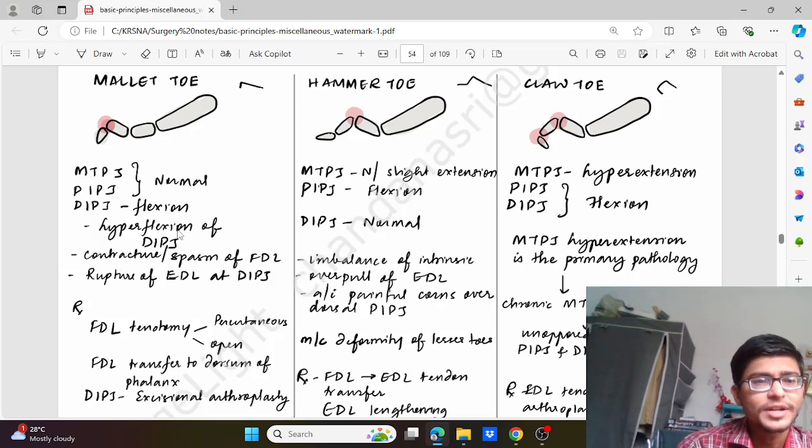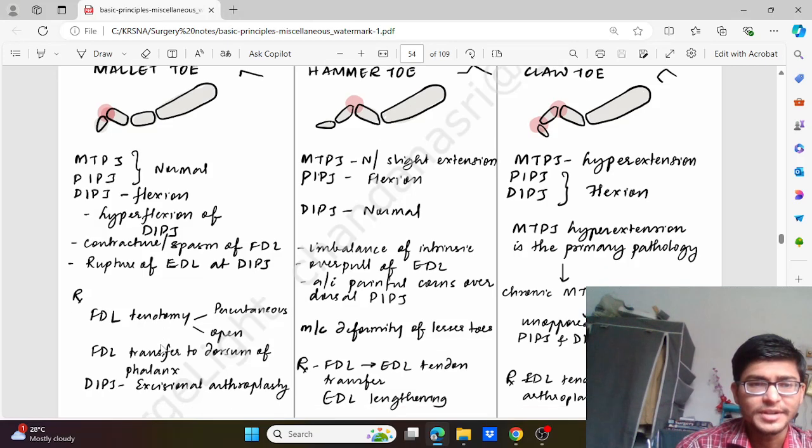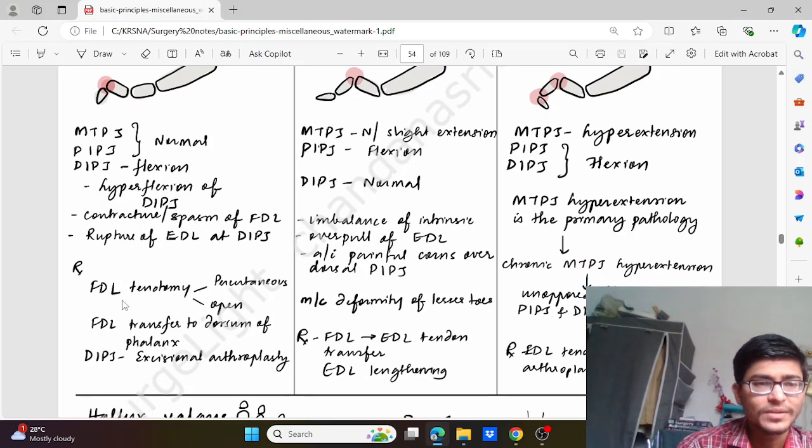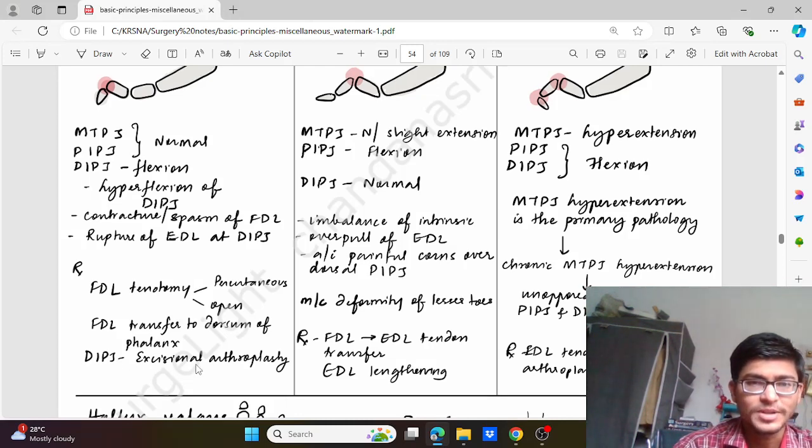So that results in hyperflexion of the distal interphalangeal joint, resulting in contraction and spasm of the flexor digitorum longus and rupture of the extensor digitorum longus at the distal interphalangeal joint. Treatment would be flexor digitorum longus tenotomy, which could be percutaneous or open, FDL transfer to the dorsum of the phalanx, and DIPJ excisional arthroplasty, that is distal interphalangeal joint excisional arthroplasty.